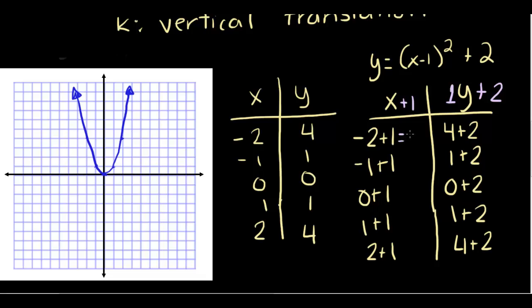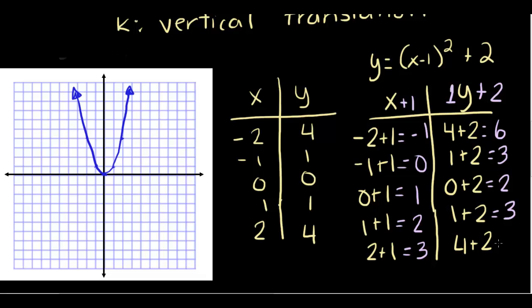So negative 2 plus 1 is negative 1. Negative 1 plus 1 is 0. 0 plus 1 is 1. 1 plus 1 is 2. 2 plus 1 is 3. On this side, we will have 4 plus 2 is 6. 1 plus 2 is 3. 0 plus 2 is 2. 1 plus 2 is 3. 4 plus 2 is 6. So those are the points that I'm going to plot here.